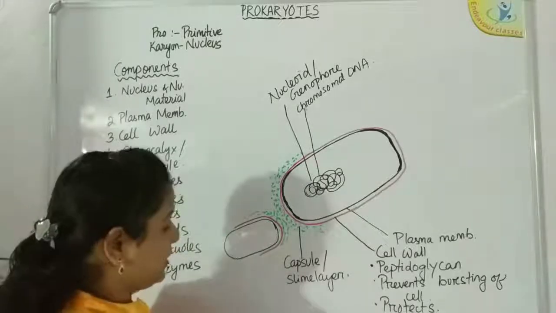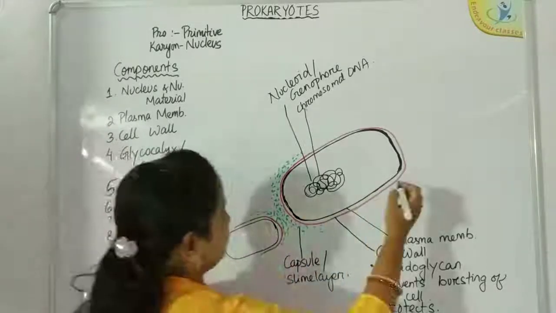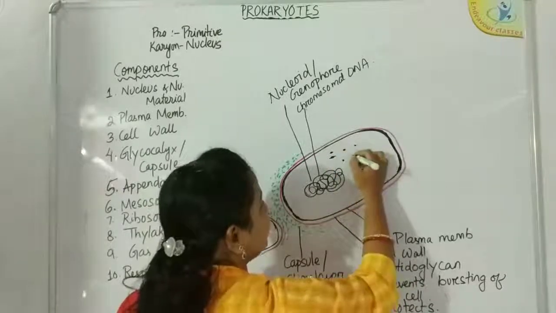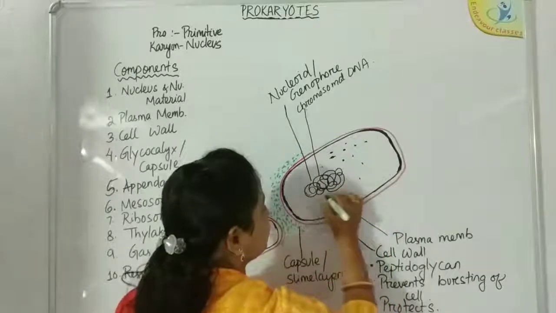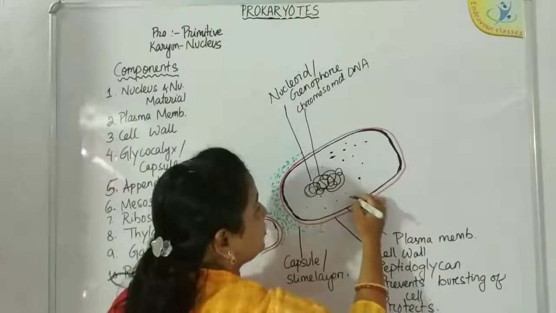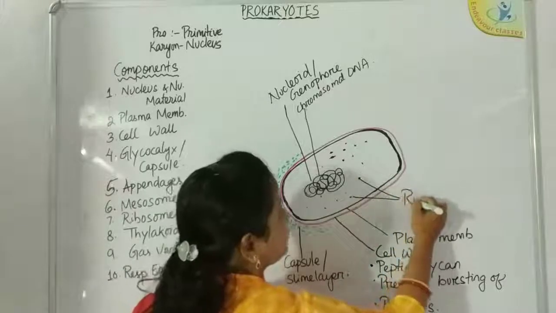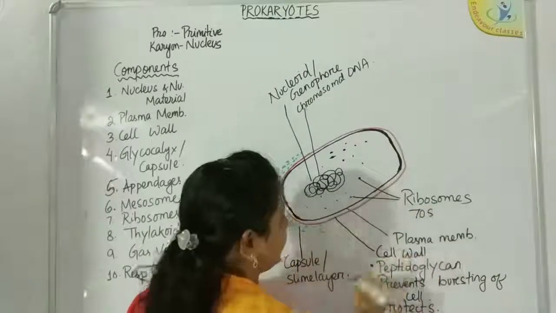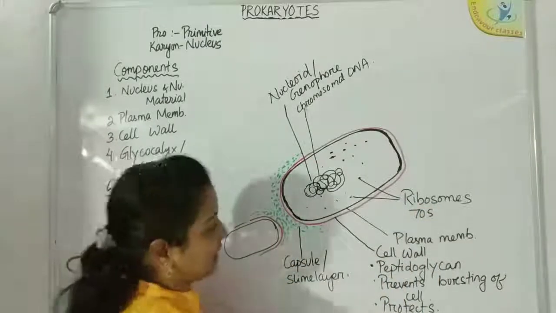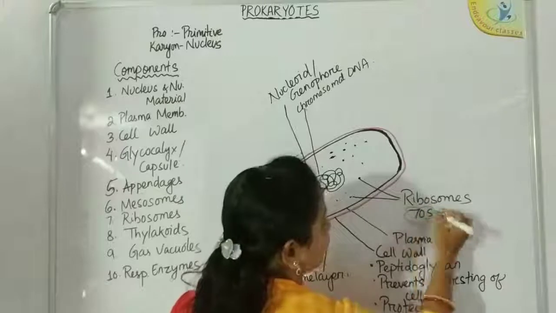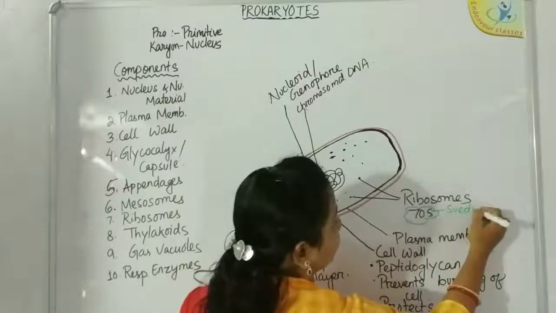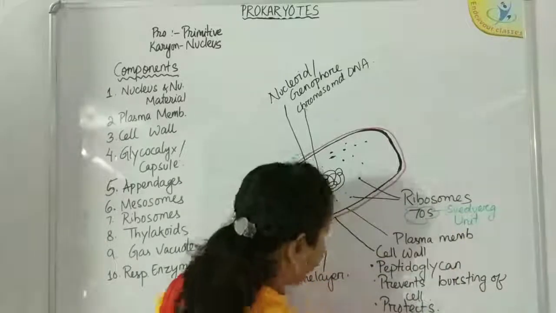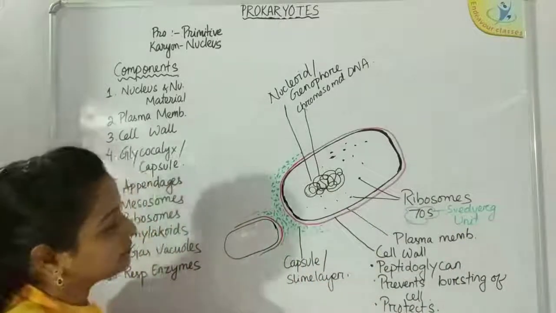So next we'll draw another structure, the ribosomes, which are freely floating in the cytoplasm. These granules are called ribosomes, which are of the 70S type. S stands for Svedberg unit. So these are smaller ribosomes.